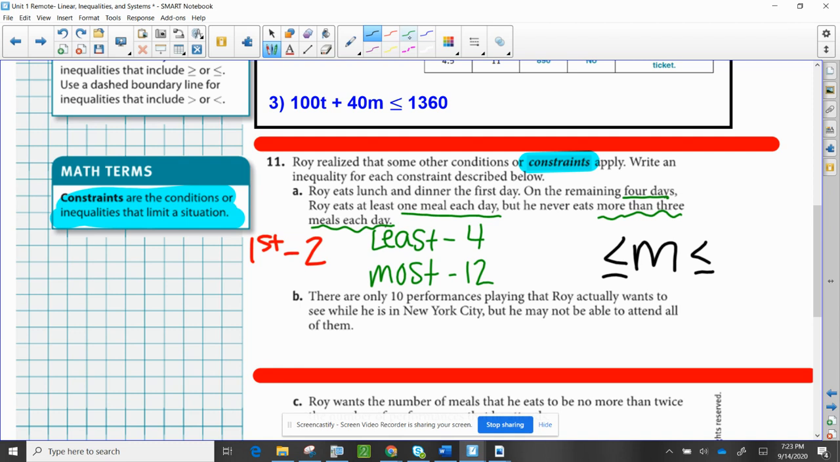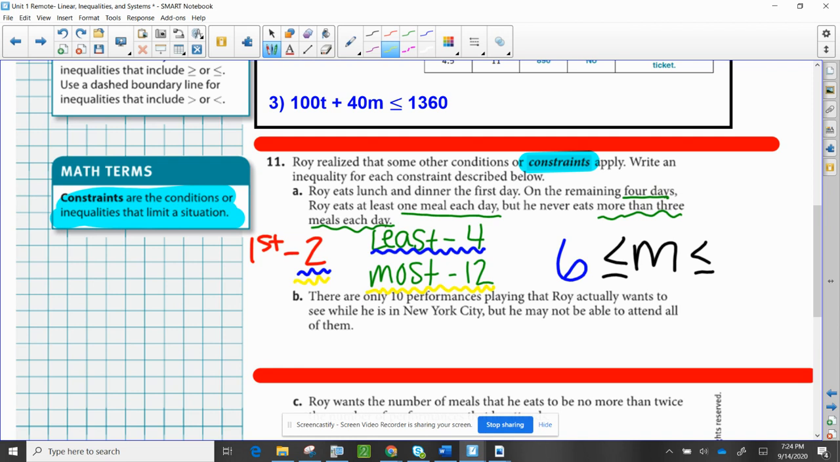But let's think about the least amount of meals that Roy's going to have total. So for the 4 days, he's going to have 4 meals, but he has the 2 meals that he started with. So the least amount of meals he's going to have total is 6 meals. Okay. Now the most amount of meals he's going to have, so he's going to have the 2 from the first day, but on those remaining 4 days, the most he could have is 12 meals.